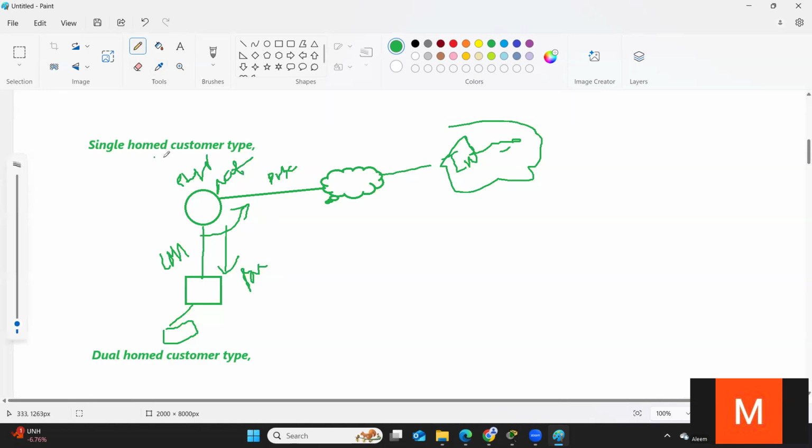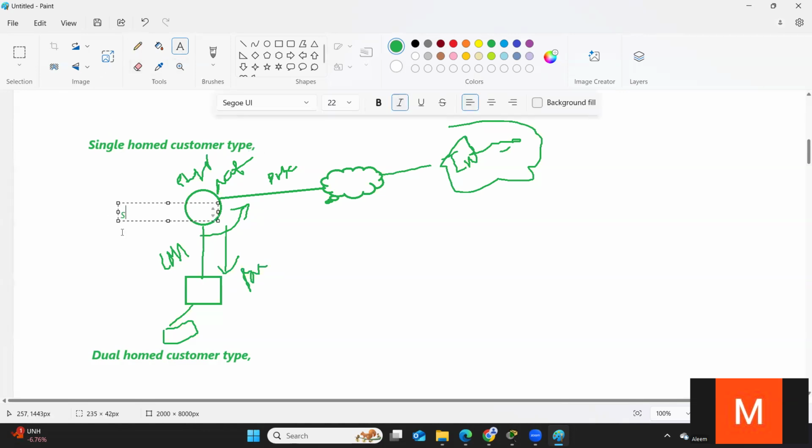So in this single homed customer type, it is not required because it's a small organization. Here we have only 100 users, which means we are using only one VLAN. If you are not using a VLAN, it is also not required. Basically, we'll use VLANs and all.